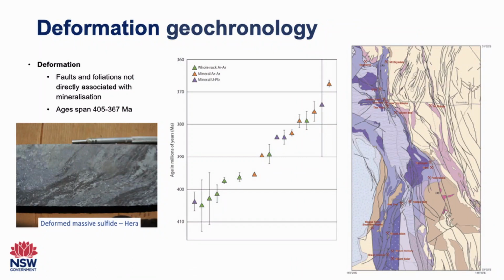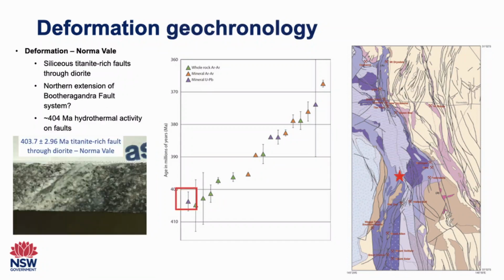All right, so I'll quickly skip to deformation chronology, geochronology. So deformation, what we see is that our faults and foliations, and I'm talking about unmineralised systems here, they generally span, we see just a spatter of ages from about 405 million years all the way to about 370 million years. Now this includes survey data and old data that has been collected over the years through Argon.